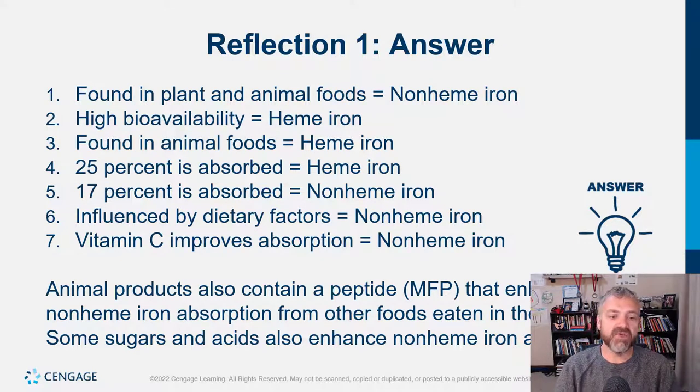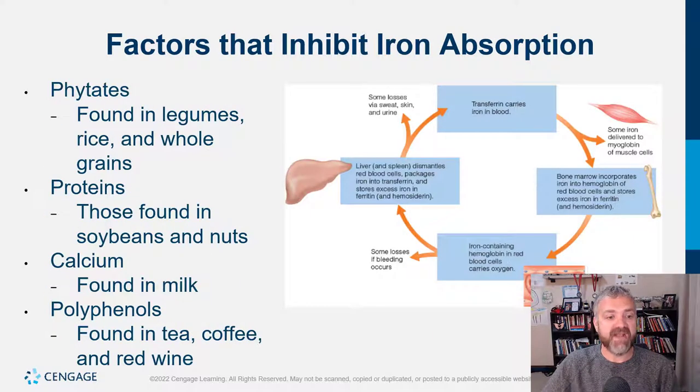All right, some sugars and acids also can enhance non-heme iron absorption. Stomach acid's a big deal too. So dietary acid, stomach acid. Acid is needed to properly digest foods to get at the iron in the first place. All right, factors that inhibit iron absorption. So we'll go through this, then look at the list on the left-hand side. So a little longer list.